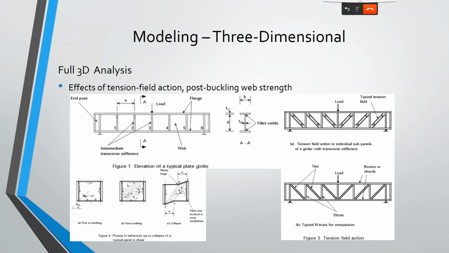You get the effects of tension field action, which are critical for the design of those. We're using a relatively shallow girder for my design example that I'll be showing, so this doesn't have as much effect, but it's something that you should note when you're doing the design.